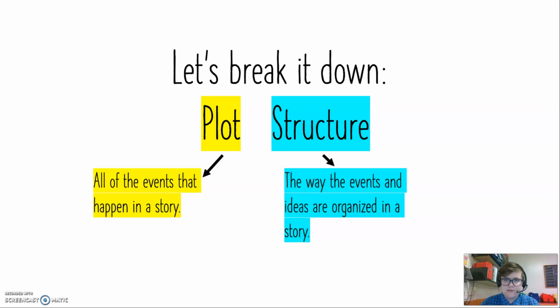Structure is the way the events and ideas are organized in a story. So it's the decisions the author makes, like, where do I want the story to begin? Who do I want to be in this story? What do I want to be the big thing that happens in the middle with the climax? Where do I want it to go from there? How do I want it to resolve? Happy ending, sad ending? That's all up to the author when they're thinking about structure.